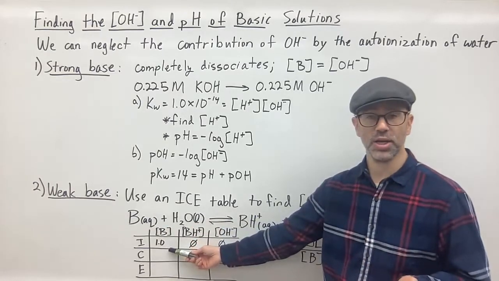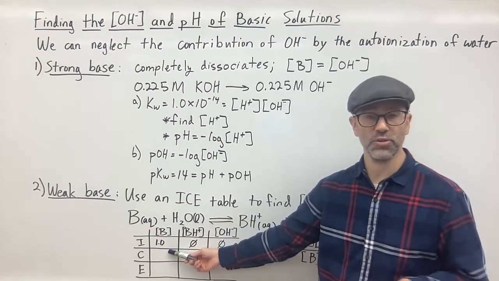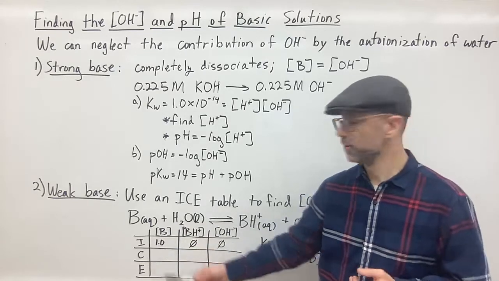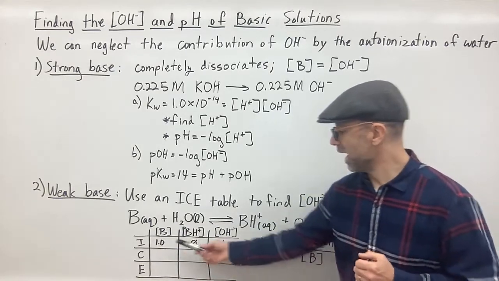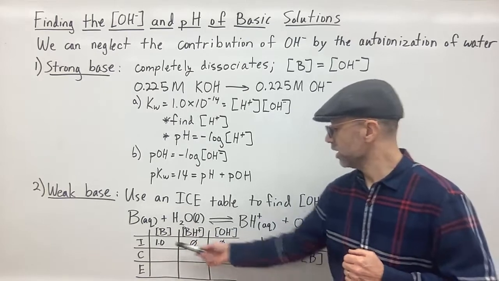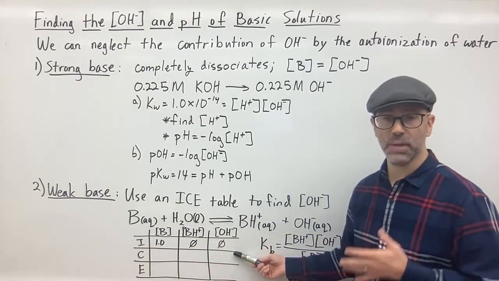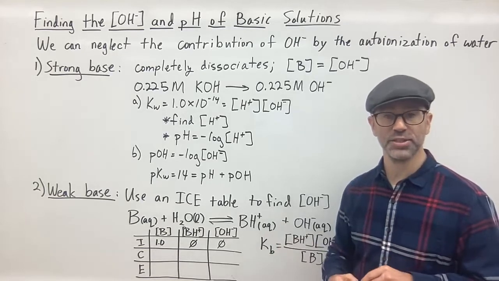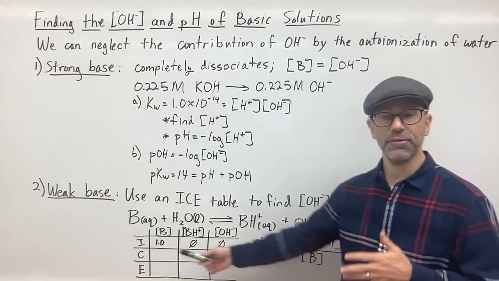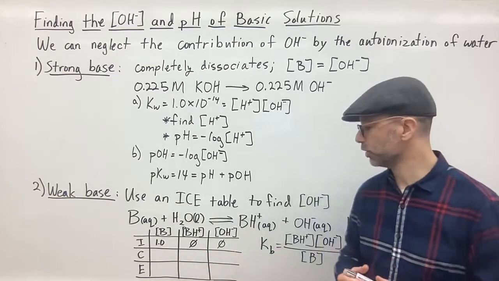If I start with 0.1 or 1.0 molar of my base, I'm going to assume in the initial conditions that initially I have 0 BH plus and 0 OH minus. This is before any reaction takes place. And then I fill out my table just like I normally would.